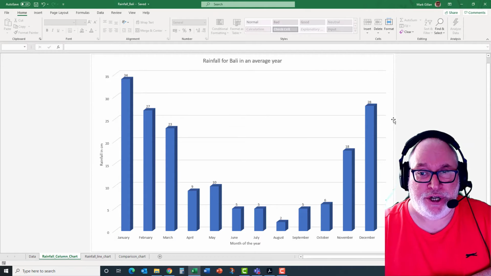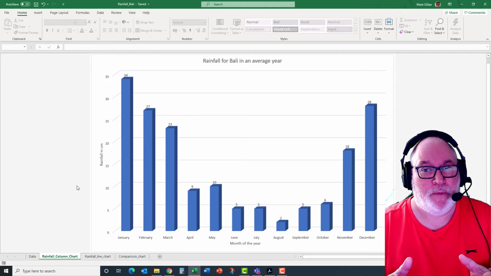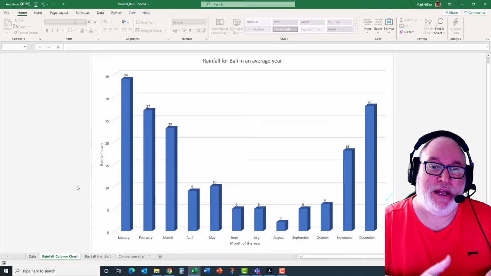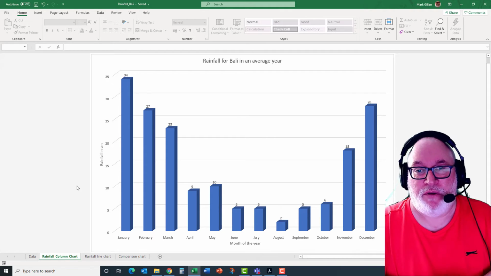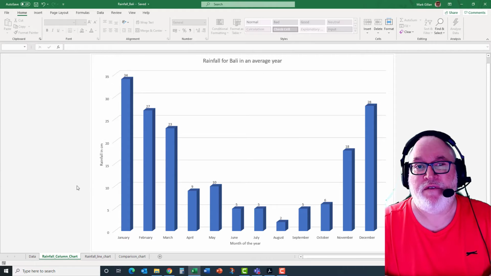Now, just looking at the chart, if we didn't have the figures there, what could we take from this chart? What could we see from this chart without any figures there? Well, we could see that the most amount of rainfall is in January, and the least amount of rainfall is in August. Those are the first things that we can take from this chart.